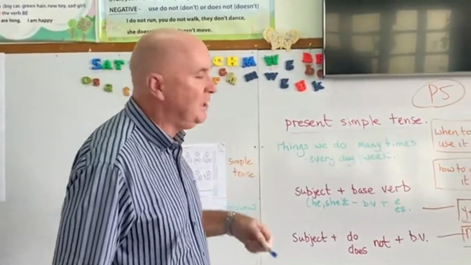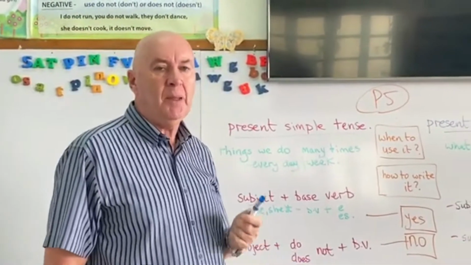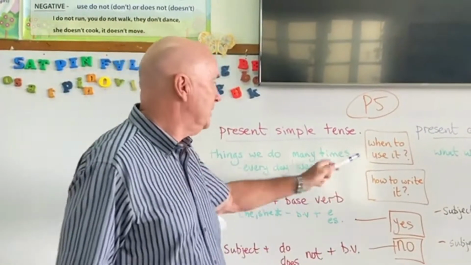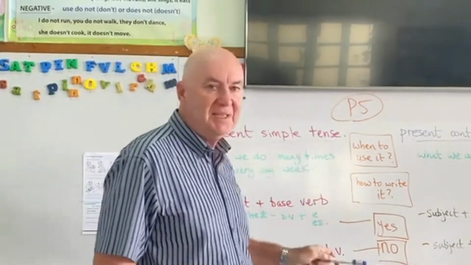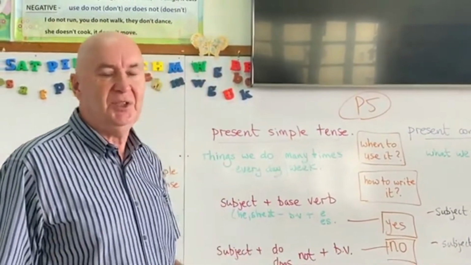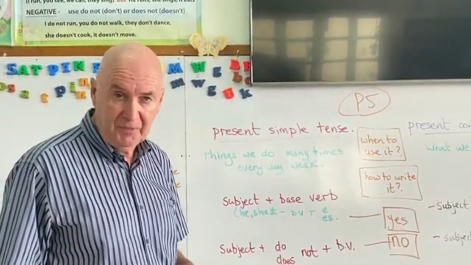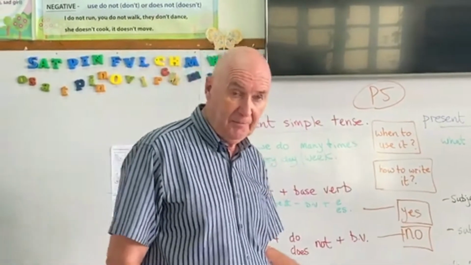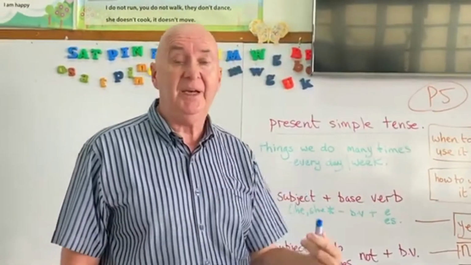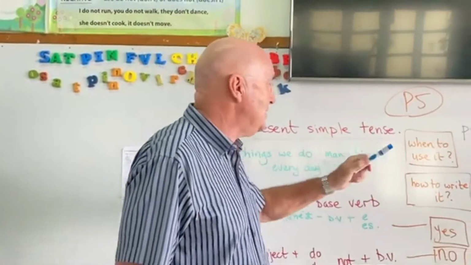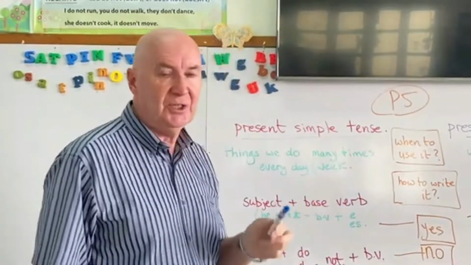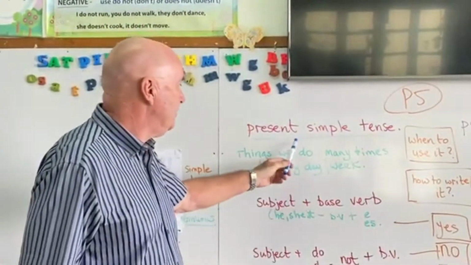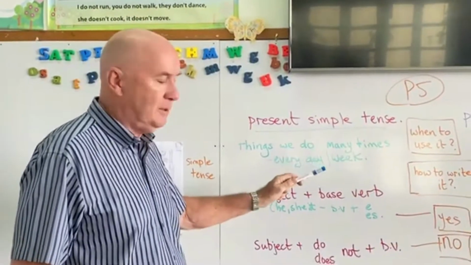Right, so as you know in English, when we change the time that we're talking about, or when we change the tense, then we have to change the spelling of the verb. So if I'm talking about today, or yesterday, or tomorrow, then I have to change the tense of the verb, I have to change the spelling of the verb. So first of all, let's look at present simple tense.